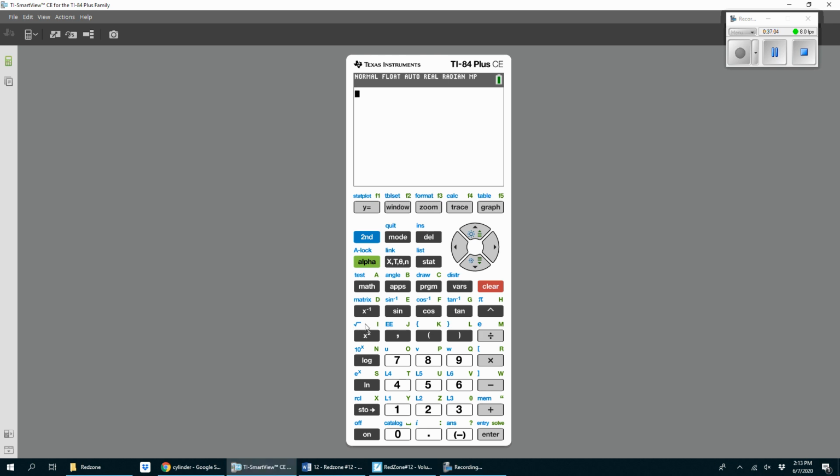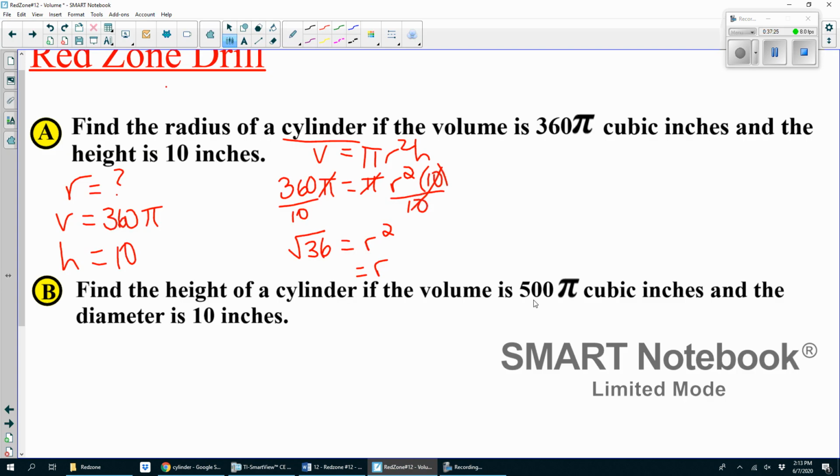On the multi-view calculator and scientific calculators you have now, the square root button has its own button right here next to the x squared. Next year, it's this little colorful symbol above the x squared. So you hit second x squared, and you can see on your screen the square root symbol pops up, 36, and I hit enter, and I get 6. So the radius equals 6.